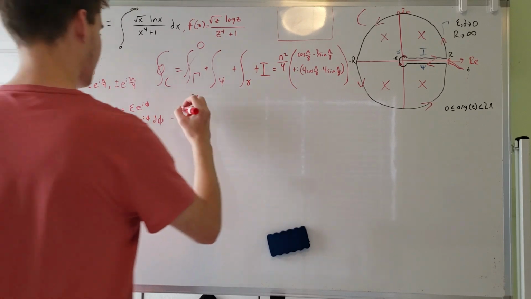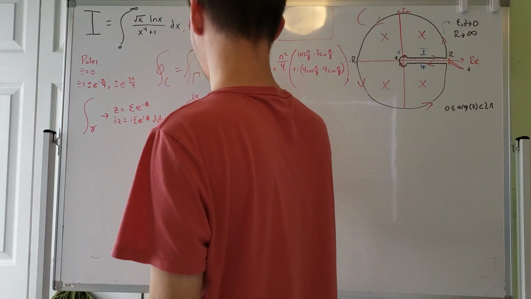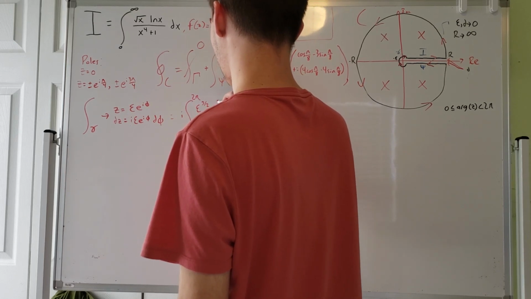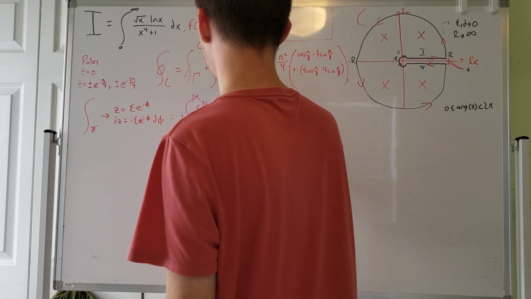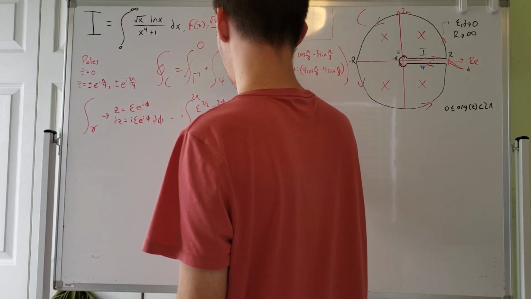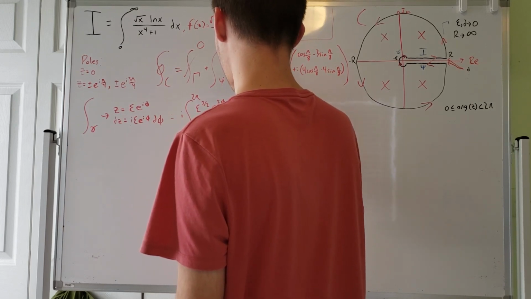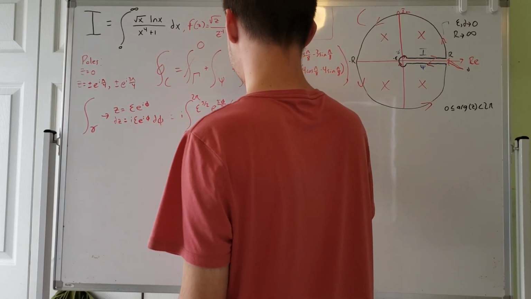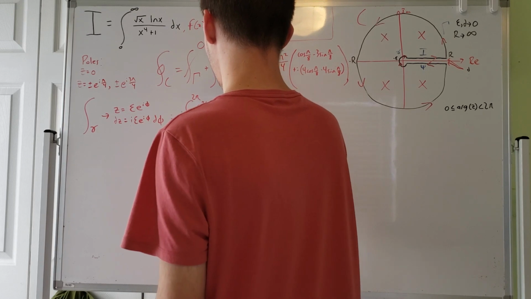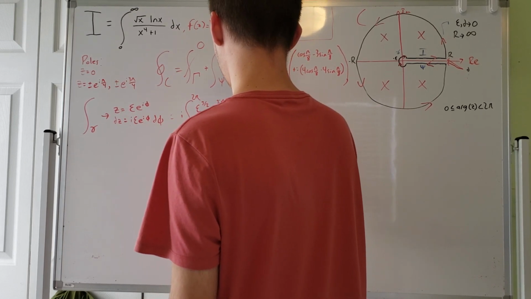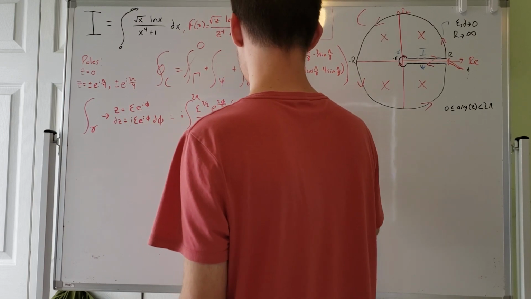And then same as before, we have an i. We're going to have an epsilon to the 3 halves after everything is said and done. We're going to have an e to the 3i phi over 2. And then we're going to have ln of epsilon plus i phi, all over epsilon to the 4th e to the 4i phi plus 1, d phi.